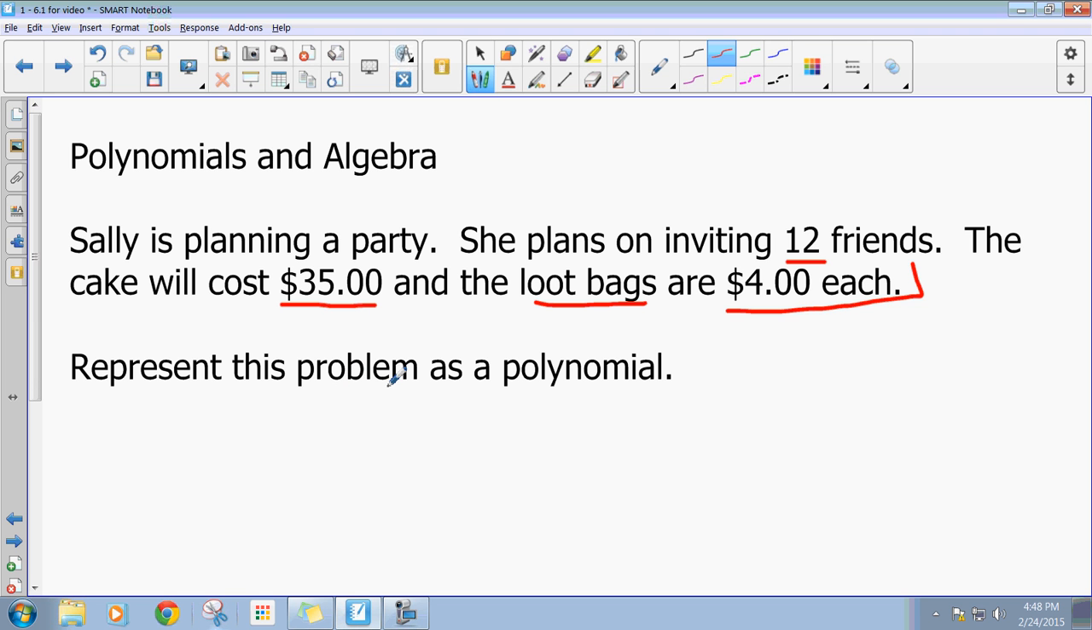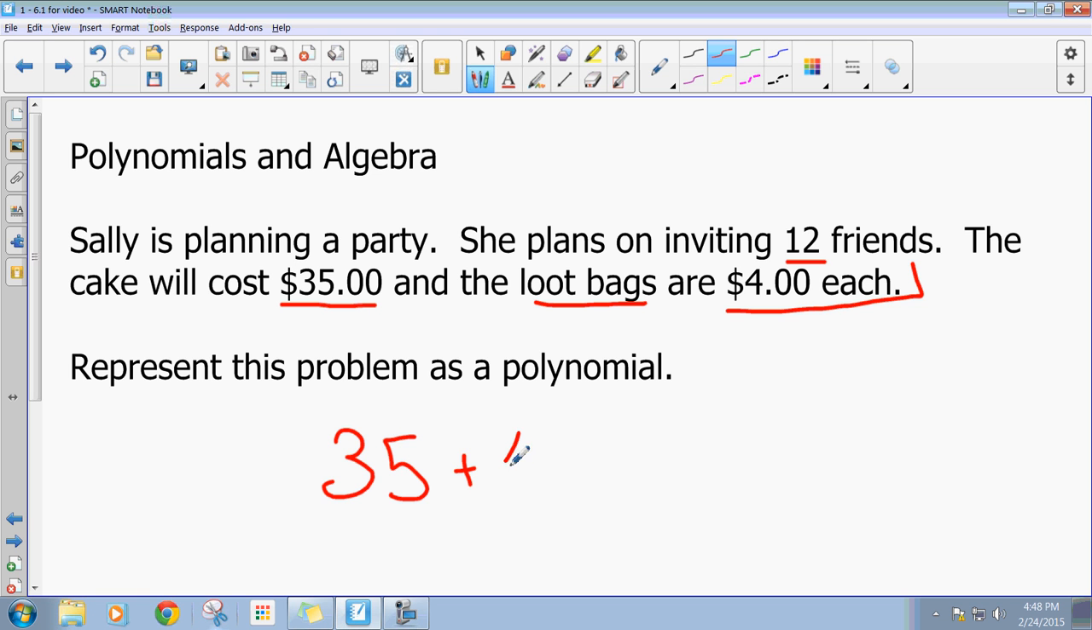So we're going to start with the cost that doesn't change. If she has one person show up, she still needs the cake. If all 12 show up, she still needs her cake. So that $35 is going to be our constant. It does not change. Then we're going to add the loot bags.